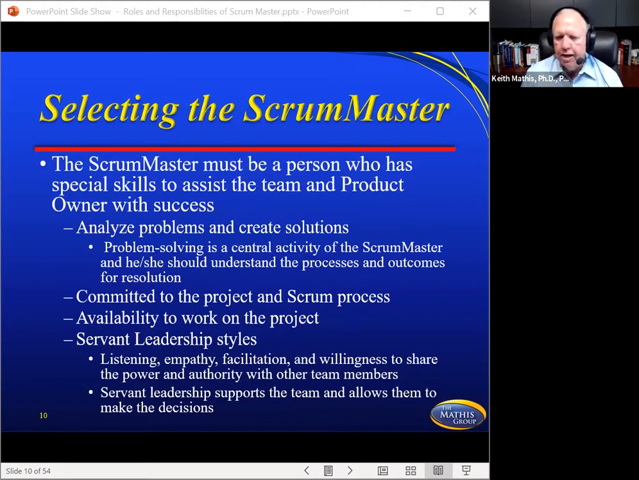Now, let's talk a little bit about selecting the Scrum Master. The Scrum Master has to be a person who has some special skills. Just what we talked about, shifting from one project to another, as you know, is going to be difficult.